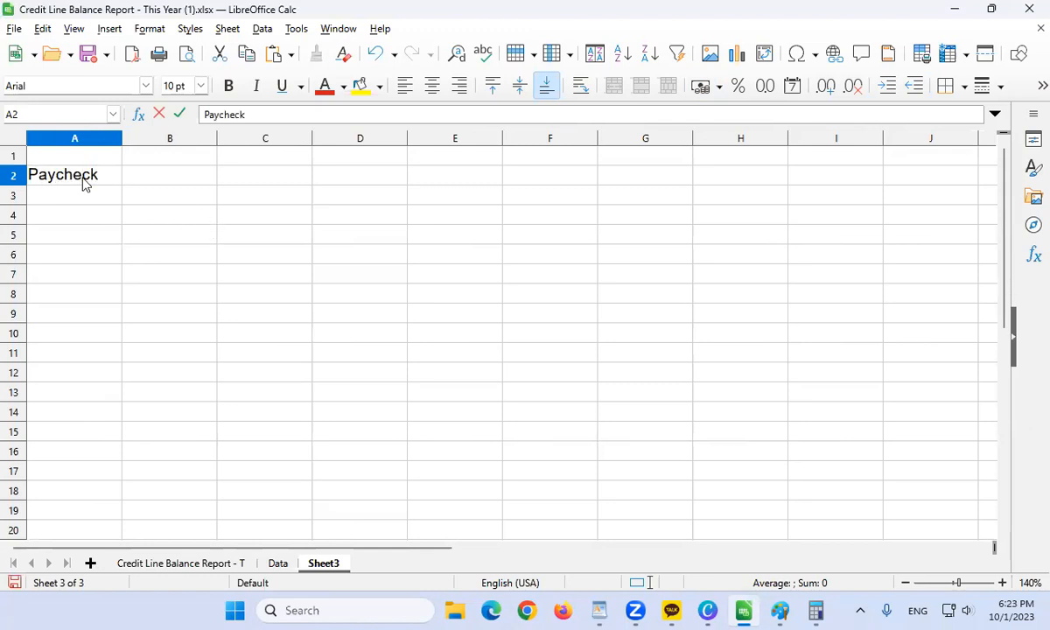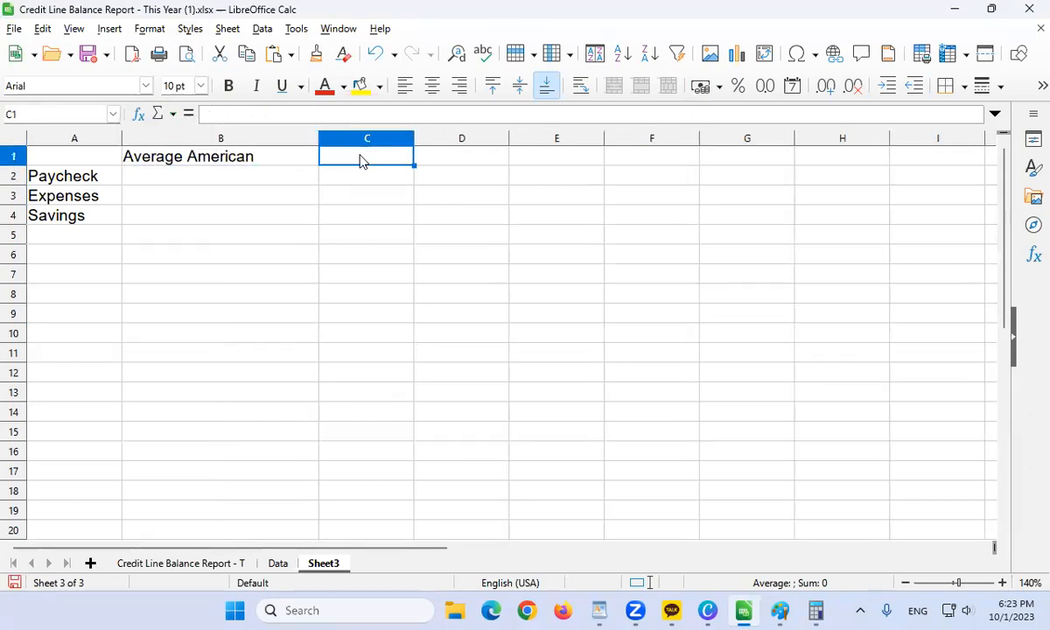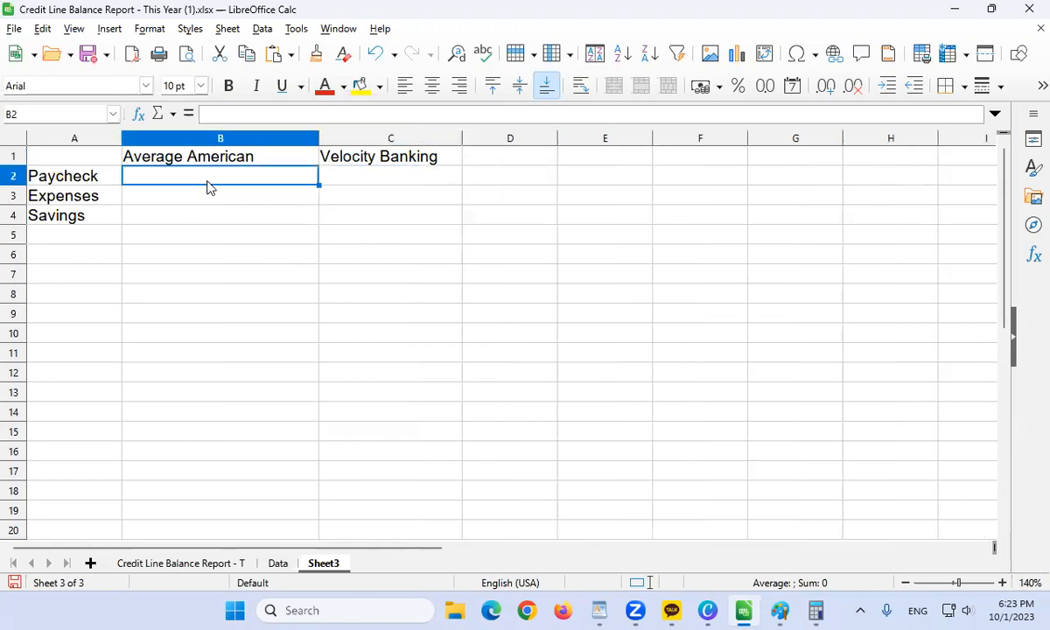So we're doing our budget, and then we have to write our paycheck, expenses, savings, whatever we have in our savings or checking, okay? We're going to call this scenario the average American's budget. And then we're going to have another scenario called the velocity banking budget, the velocity banking American, okay? Now let's assume that this is a $5,000 paycheck. Expenses are $3,000 and savings are $2,000.